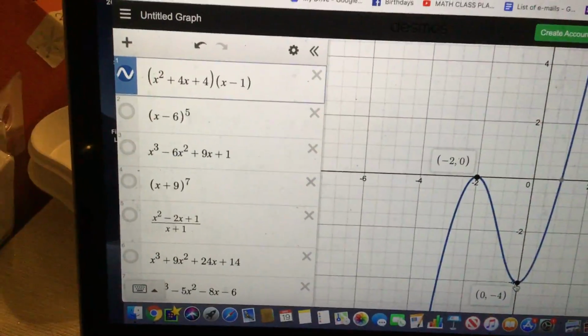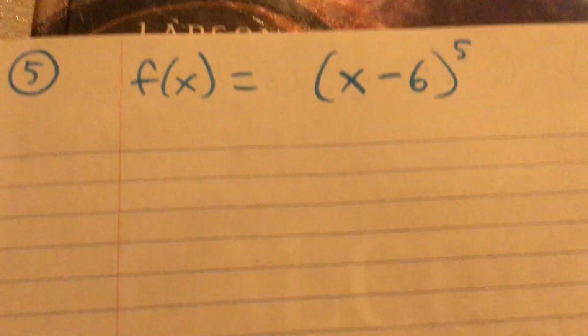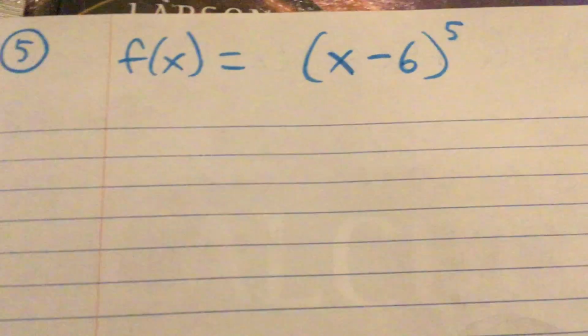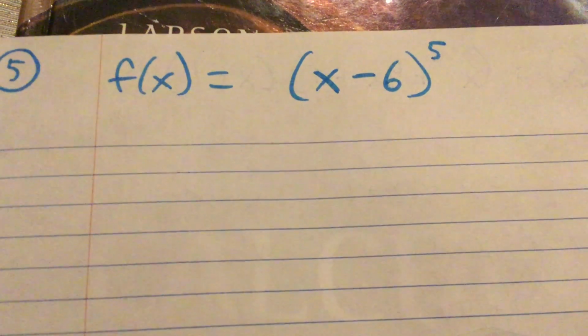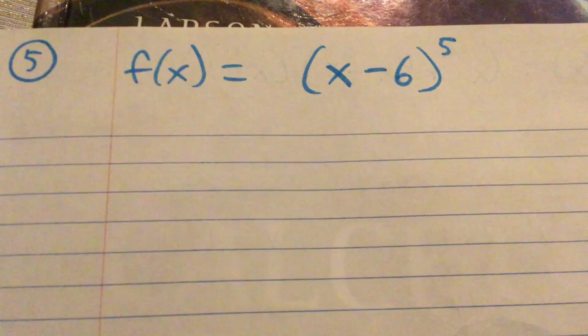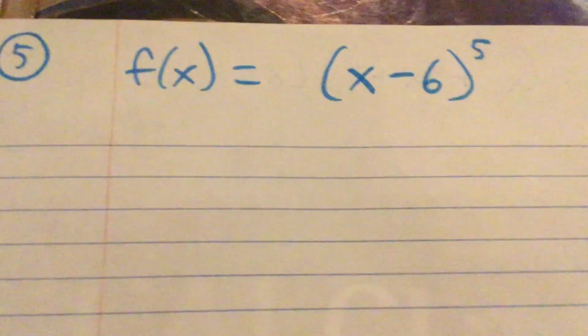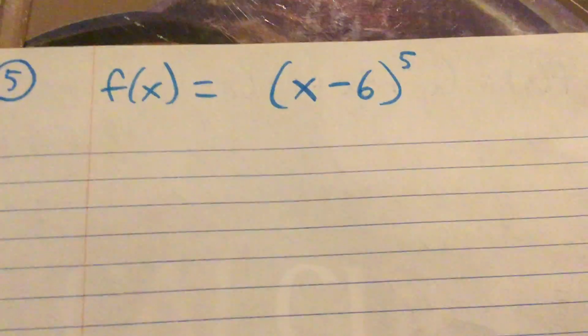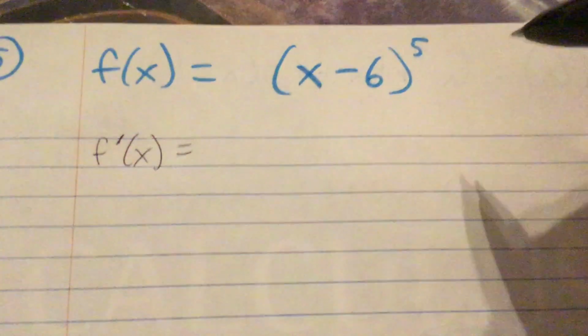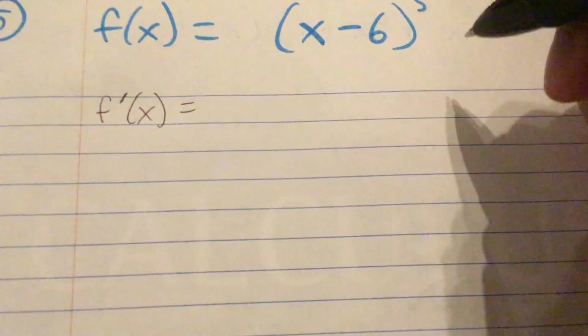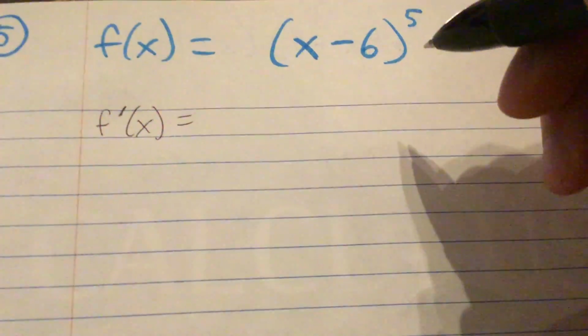Got one more, and then I'm going to call it a day. So let's take a look at f of x is equal to x minus 6 quantity to the 5th power. So if I want to take the derivative of this, remember, I've got to get that chain rule. The chain rule is going to be key to finding f prime of x.